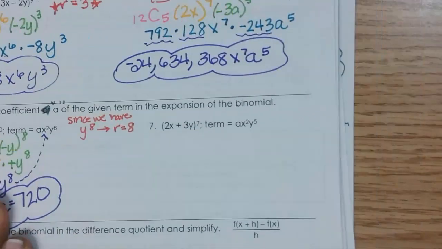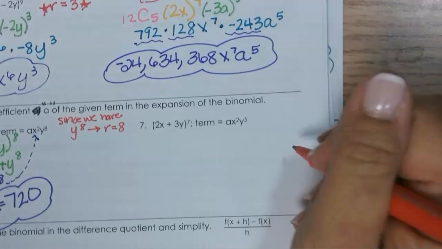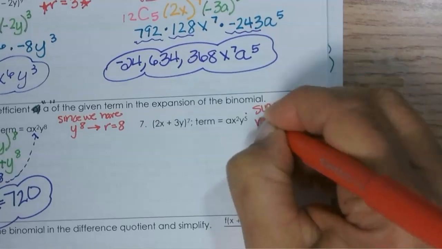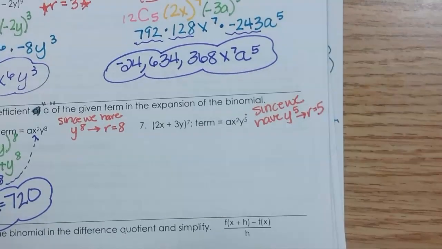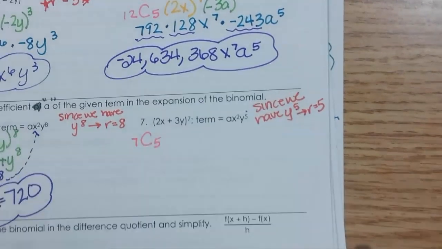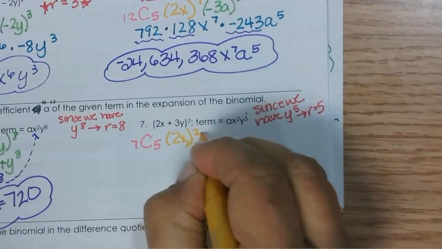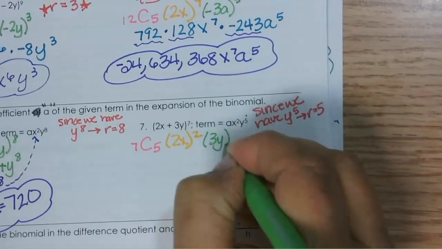Let's do one more like this. We have number 7, where we have 2x plus 3y to the 7th. And the term that we want is that a x squared y to the 5th. So I look at that last term. And since we have y to the 5th, that means that r we're going to think about as 5. So we'd set up 7c5, 2x to the 7 minus 5, which is 2. And then we have 3y to the 5th.